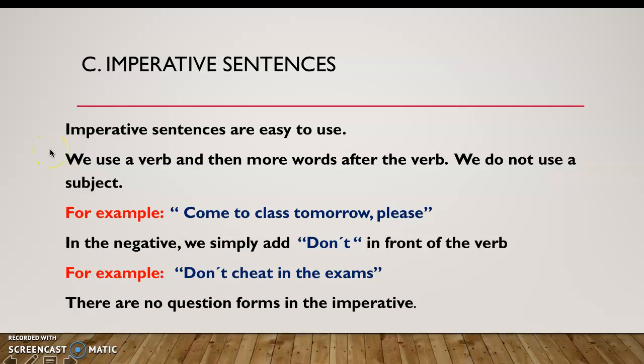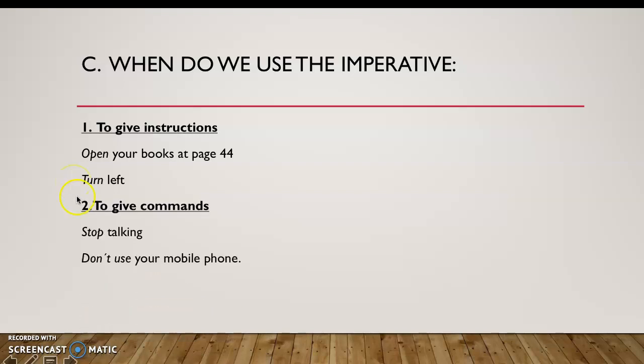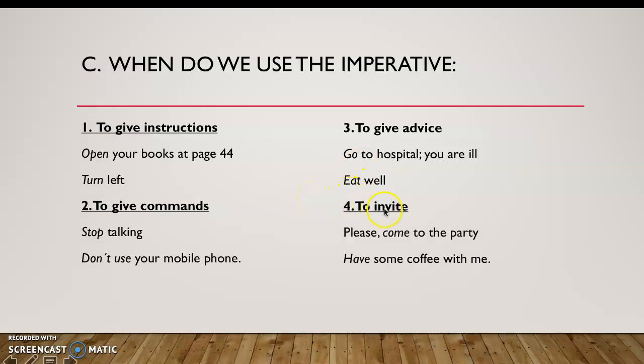Now, let's look at the different kinds of imperative. Are you ready? We use the imperative in these situations to give instructions. For example, open your books at page 44, or turn left. To give commands. Stop talking. Don't use your mobile phone. To give advice. Go to hospital, you're ill, or eat well. And finally, to invite somebody. Please come to the party. Have some coffee with me.